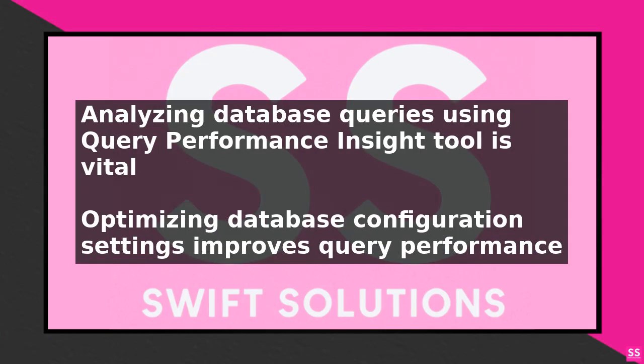Once you have identified areas for improvement, you can begin to optimize your database. This may involve creating indexes to improve query performance, updating statistics to ensure that the query optimizer has accurate information, and optimizing database configuration settings such as the maximum degree of parallelism and the cost threshold for parallelism.